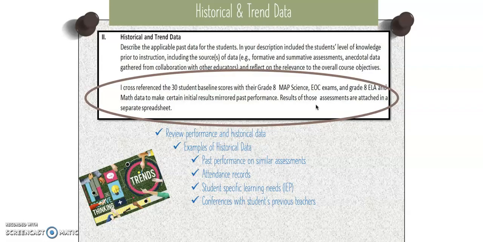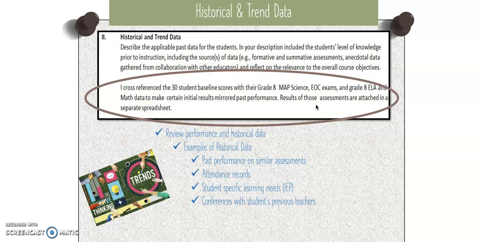Historical and trend data. This is often confused with our classroom assessments. This is not a classroom assessment. These are our benchmark tests, like our MAP testing, or any kind of reading assessment that we do three, maybe four times a year. So you'll probably have fall, winter, and spring data. Those would be our benchmarks.